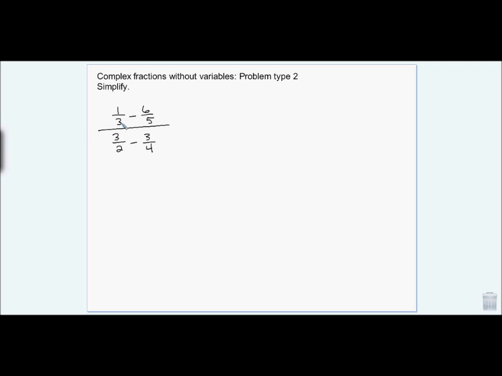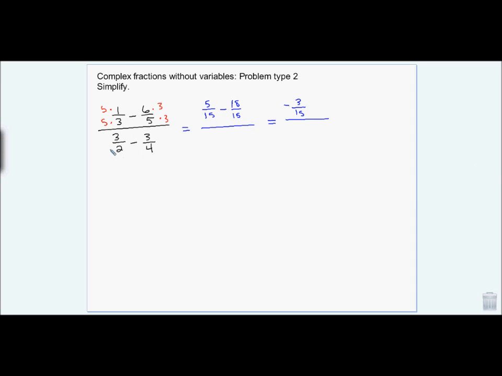I need a common denominator between 3 and 5, and that denominator is 15. So I need to multiply this fraction by 5/5 and this fraction by 3/3, which will give me 5/15 minus 18/15, which will give me -3/15.